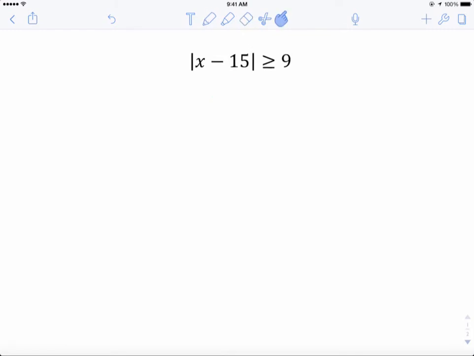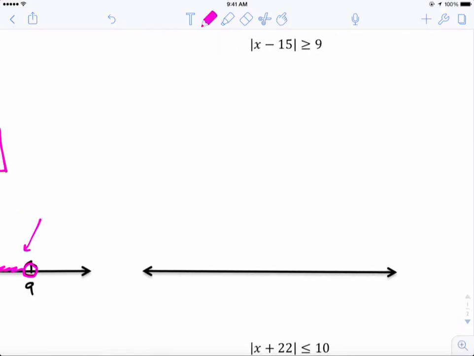So 9 or greater. All right. So when we think about it that way, here's 15 on our number line. We know that we're looking for numbers that are at least 9 units away. So here's 24. Here is 6. These are the numbers that are exactly 9 units away.